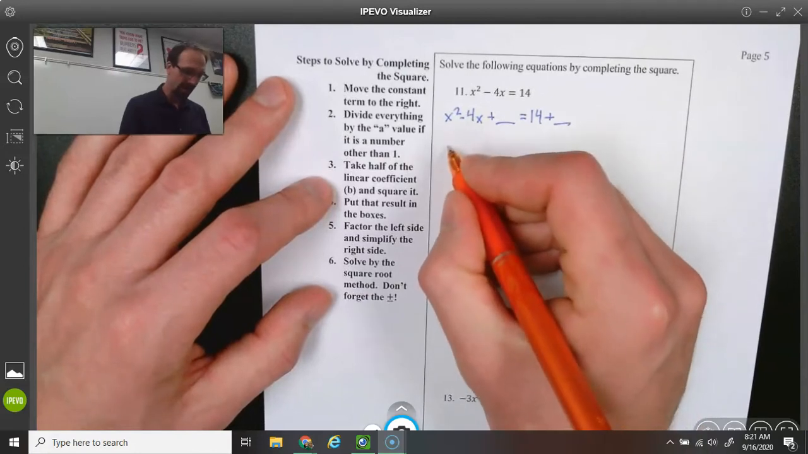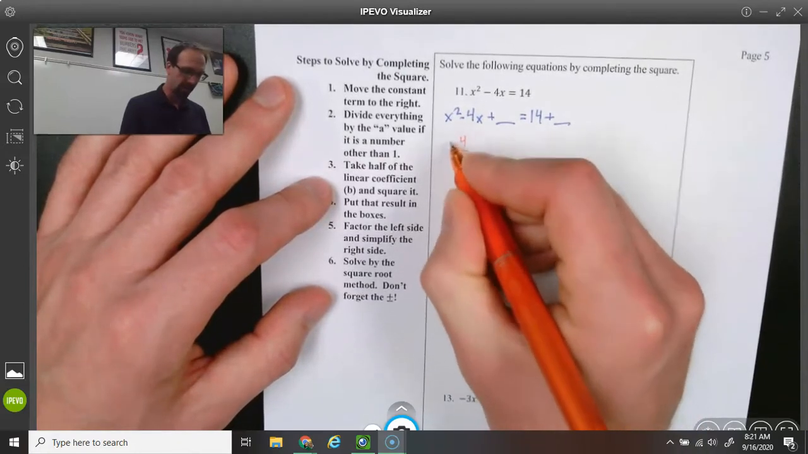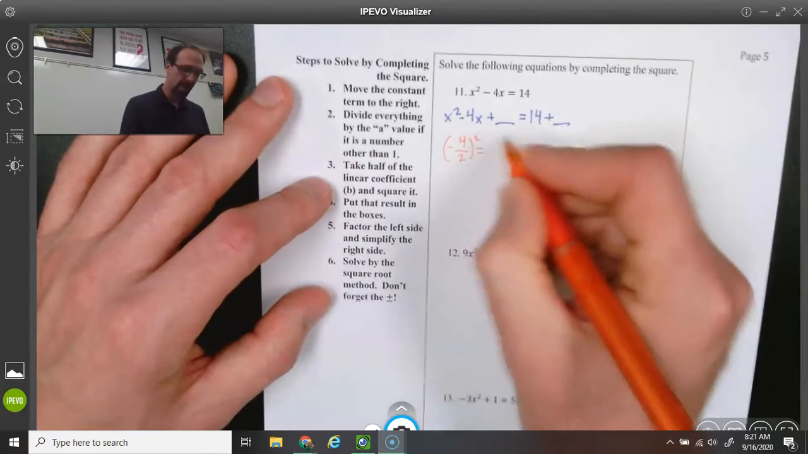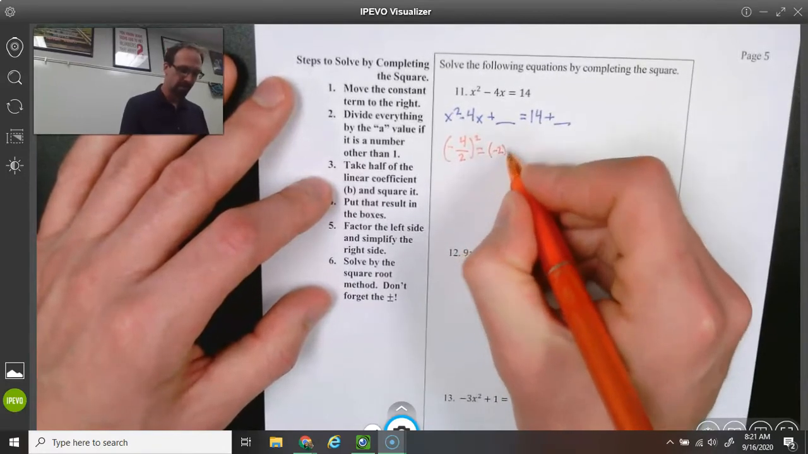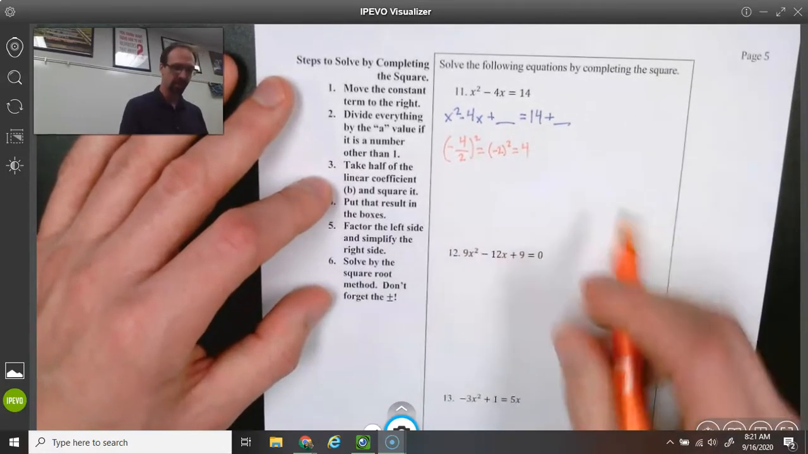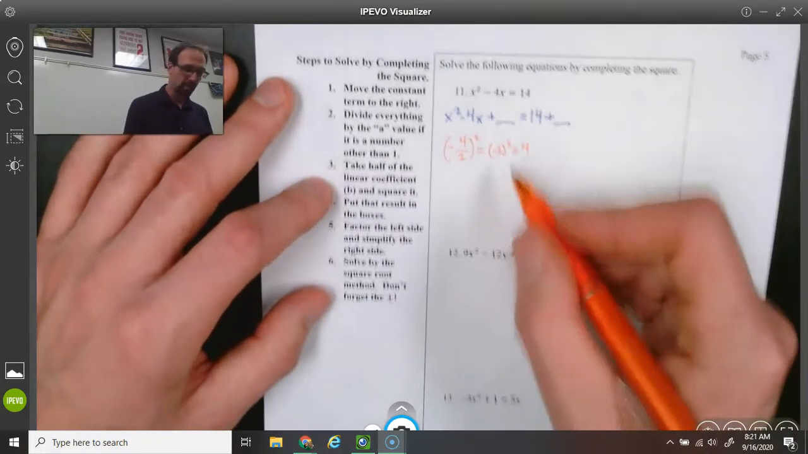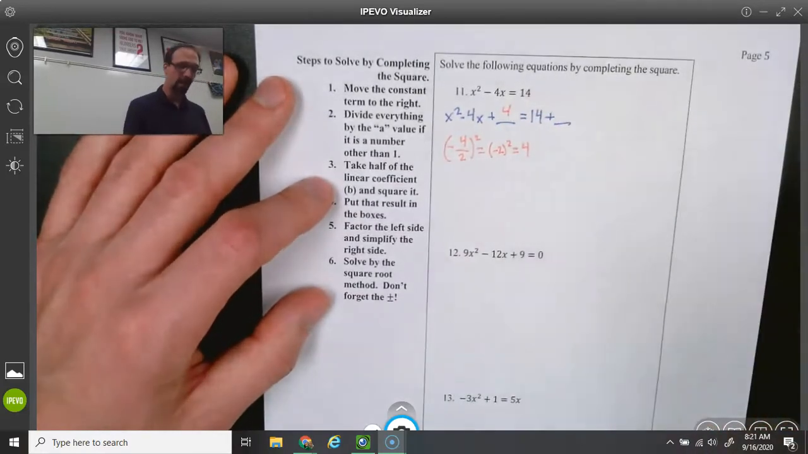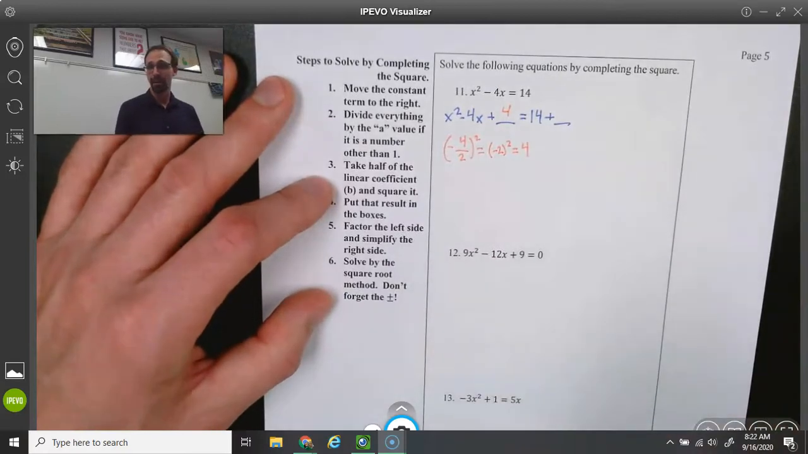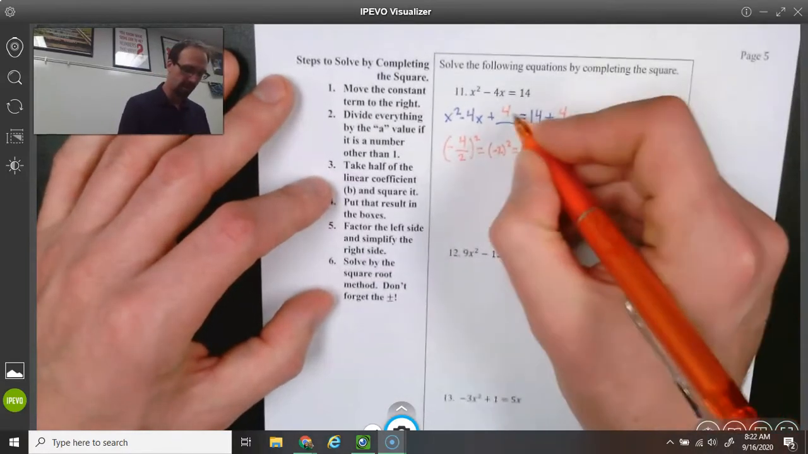So my b value here is going to be -4, so I take -4 divided by 2, and then I square. -4 divided by 2 is -2. -2 squared is 4. So that value I'm going to put right here. Now, if I add something on the left-hand side, I also have to add it on the right-hand side. So I'm going to put a 4 here as well.